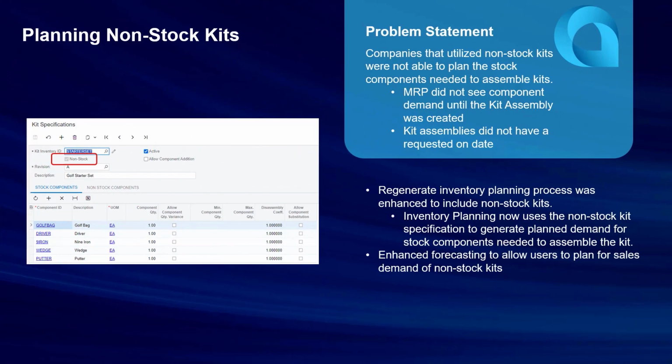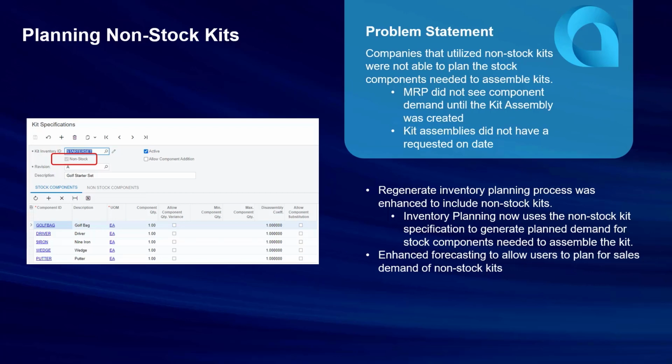Prior to 2024 R1, companies that utilized non-stock kits were not able to properly plan the stock components needed to assemble the kits using MRP and DRP. The regeneration process did not blow down demand through the kit's specification for its stock components.